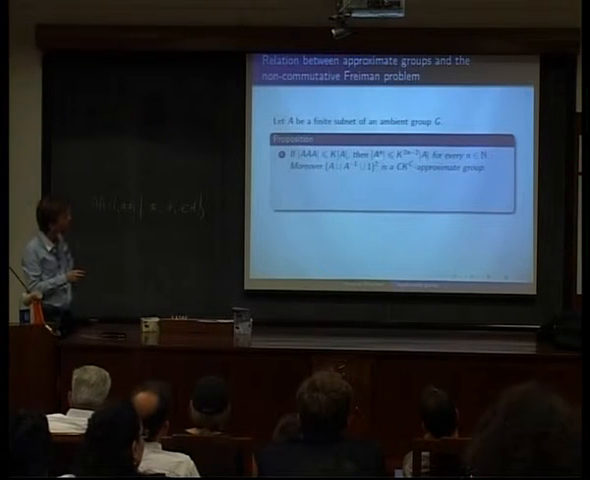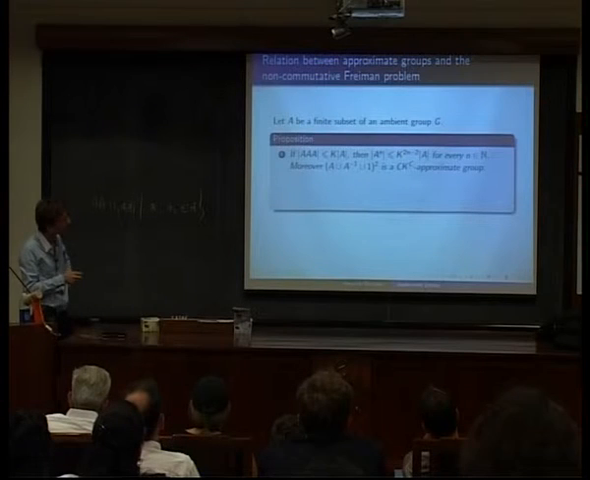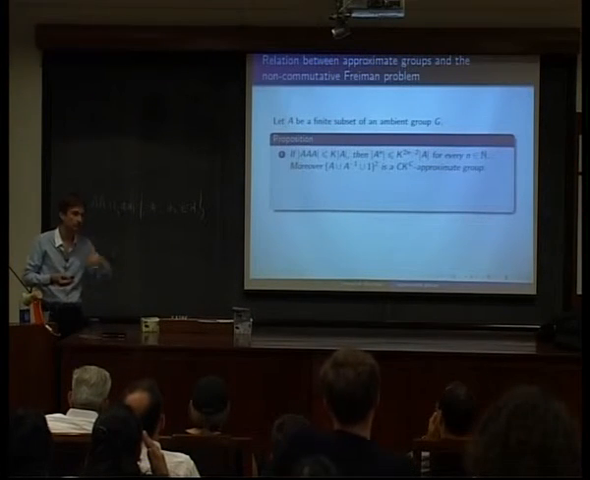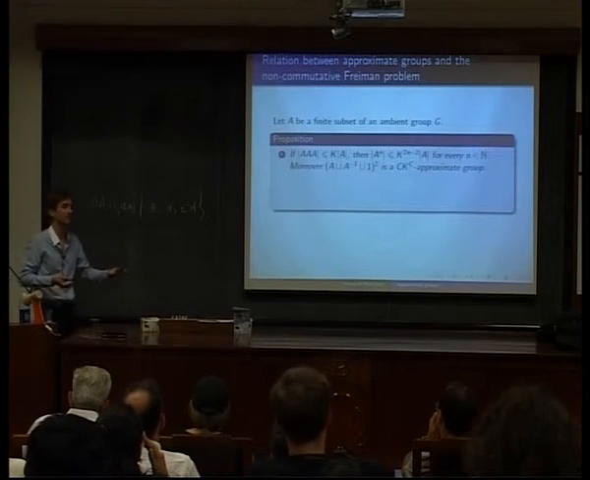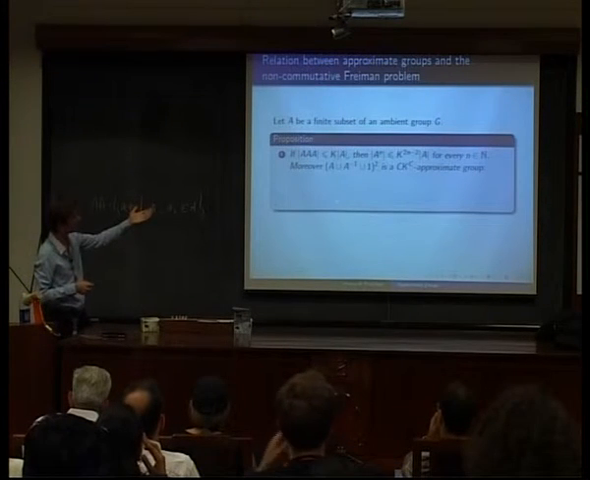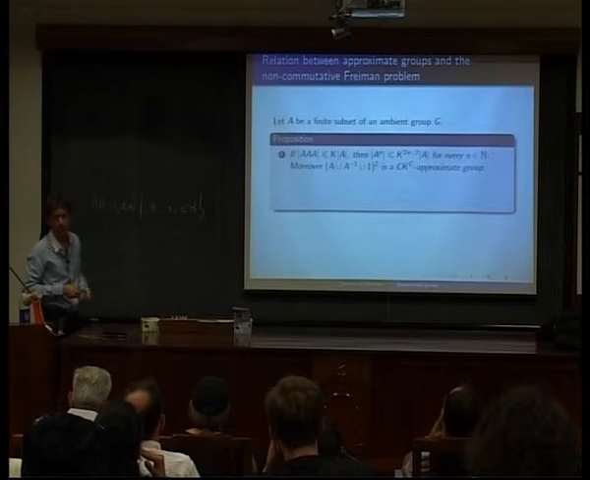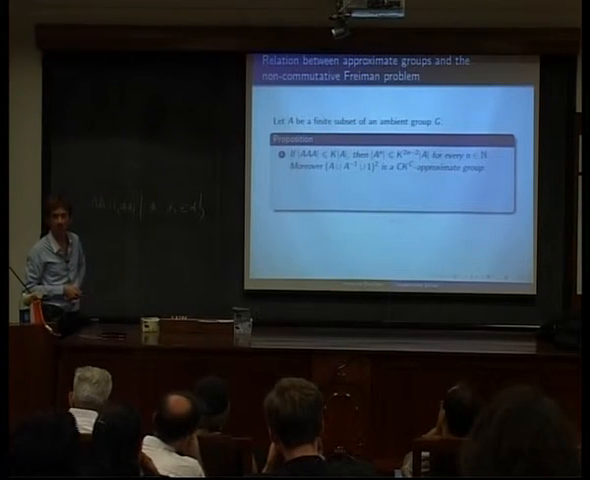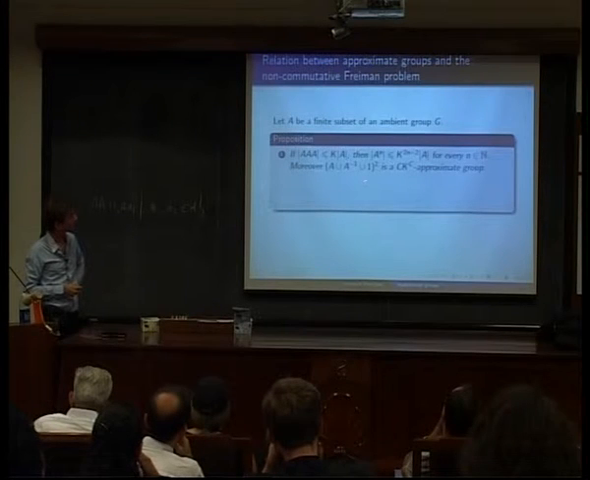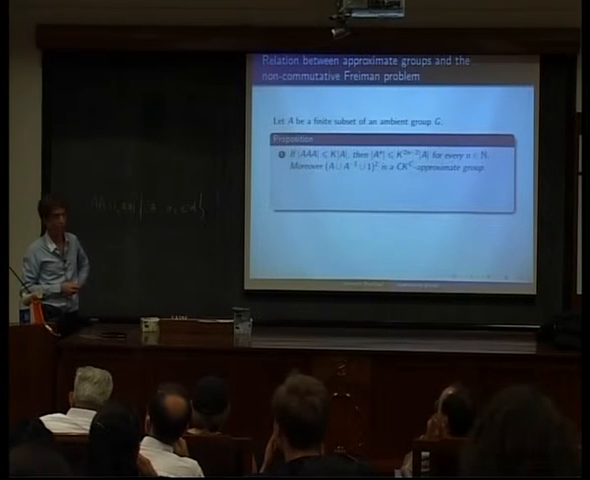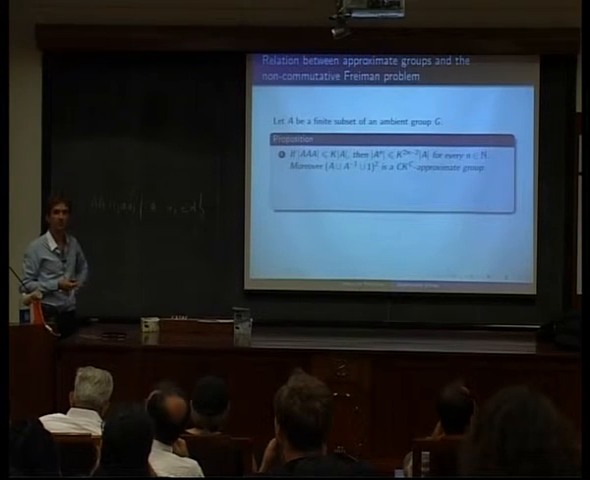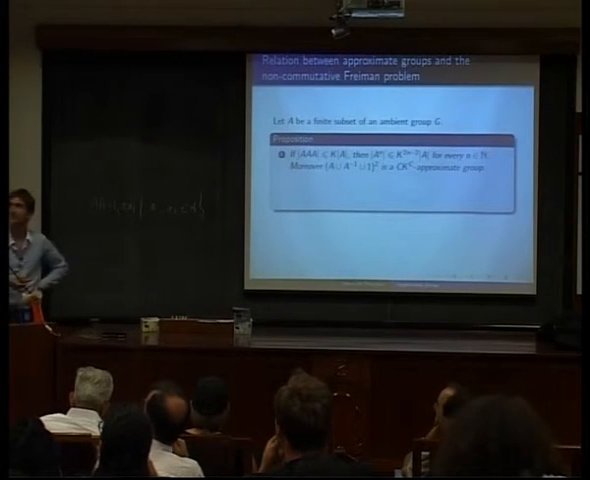And moreover, of course if you want to make out of A an approximate group, you need to take inverses and you need to add the identity. Okay, so let's take the inverses of A and let's add the identity. And out of this I take the square, so I take the product set with itself. Well, it turns out that this is an approximate group. In fact, a K to the C approximate group, where C is an absolute constant. Okay.